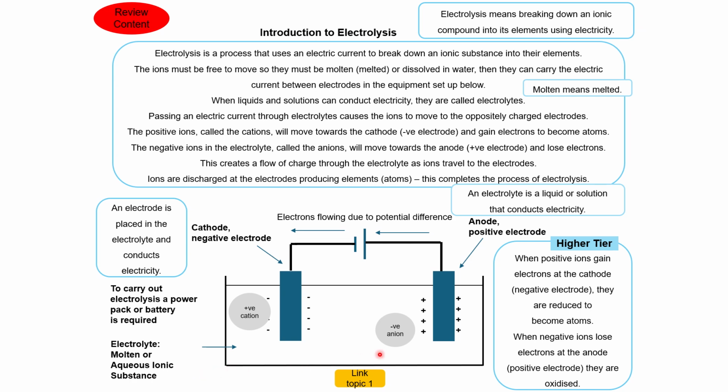A little bit for higher tier here. So when positive ions gain electrons at the cathode, which is the negative electrode, they are reduced, that's because reduction is gain, to become atoms. When negative ions lose electrons at the anode, which is the positive electrode, they are oxidized. There are links here with the ions, links with other topics.